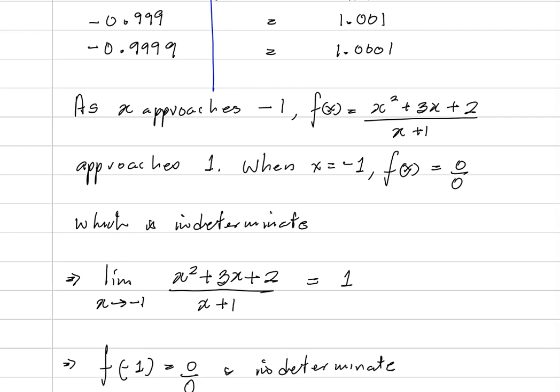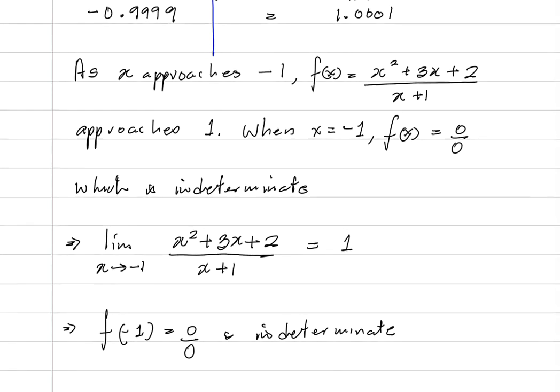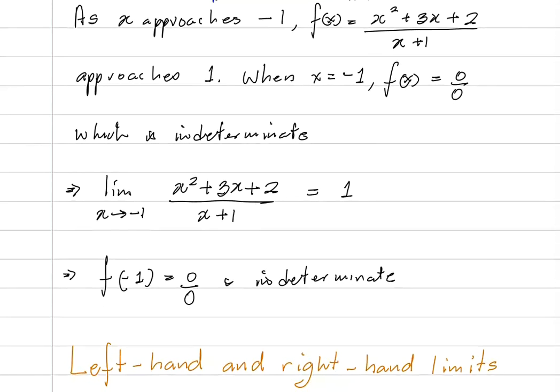So the limit of the function does exist, but the function never reaches that value, because f of minus 1 is indeterminate. Therefore, there are functions in which the limit exists, but the function itself never reaches that value.